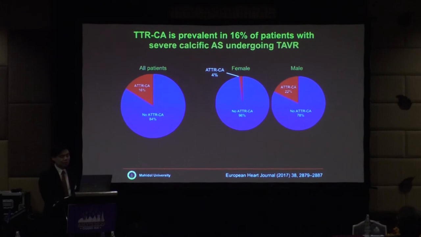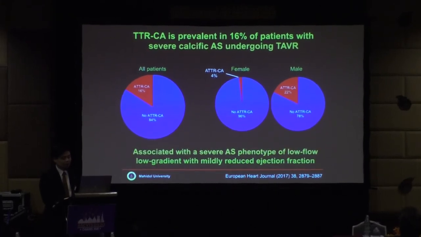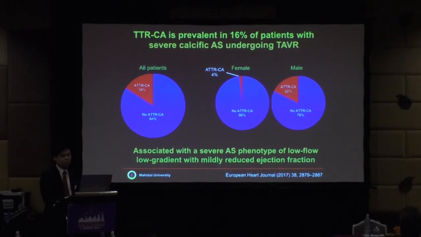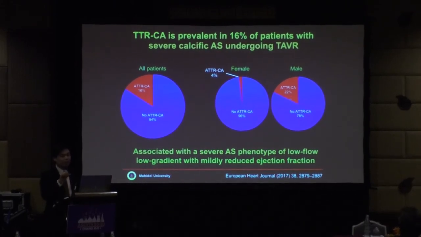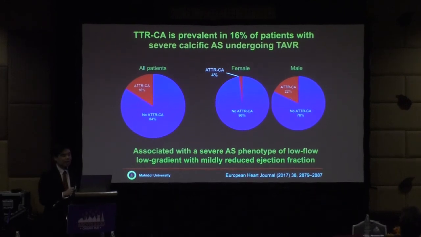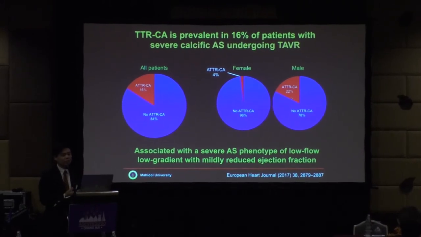According to one of the largest registries in patients with severe calcific aortic stenosis undergoing TAVR, especially in patients with low flow, low gradient aortic stenosis, up to about 16% had transthyretin cardiac amyloidosis, especially in male patients. It's about 22% of the male patients. And we know that transthyretin amyloidosis now has treatment. Even though we don't have tafamidis in our country, we also have other medications to slow down the transthyretin.